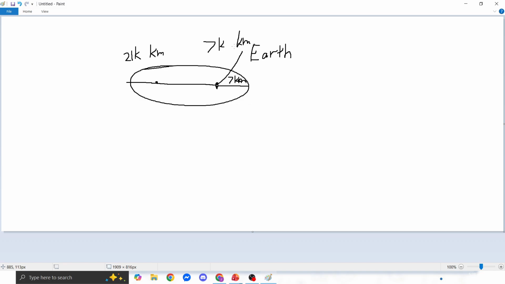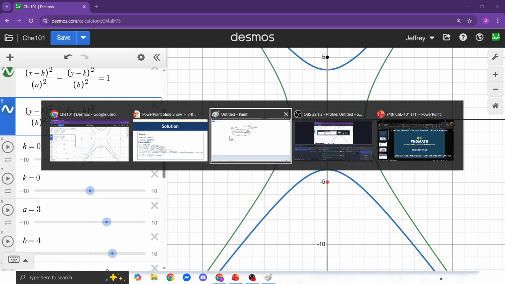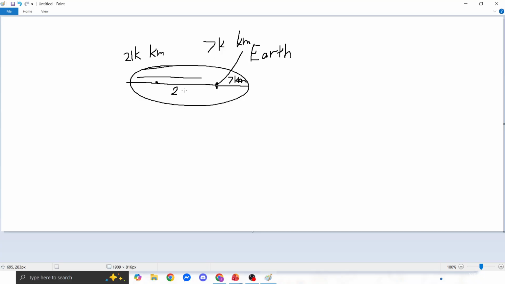I feel like this is a megameter supposedly. Is that right? Yes, megameter. But I'm going to write it as 21,000 kilometers. So this entire thing is 21,000, and that's 7,000 kilometers. So what does that tell us? We know that this entire thing is 2a. This is 2b, in the center. So this is the major axis.